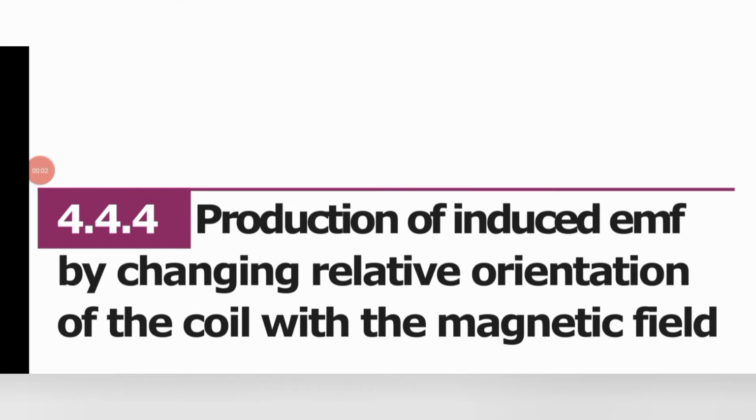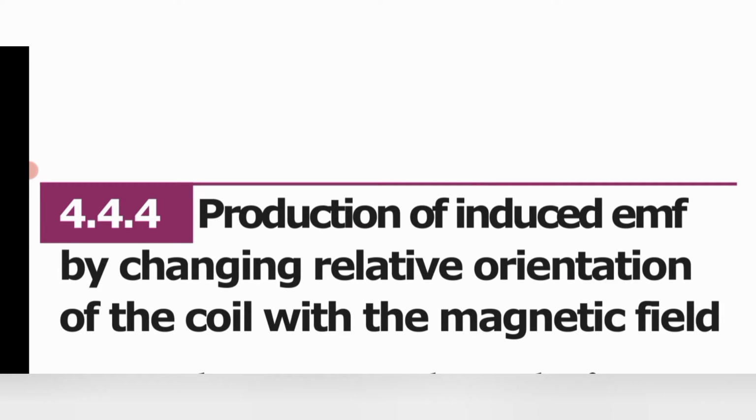Good morning to all. In today's physics class, we are going to study the production of induced EMF. In this Unit 4, electromagnetic induction, there are three methods of production of induced EMF. We have already discussed two methods. The first method is change in magnetic field, the second is change in area, and the third method is the production of induced EMF by the orientation of the coil.